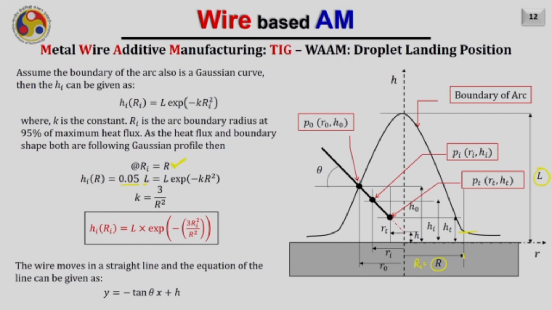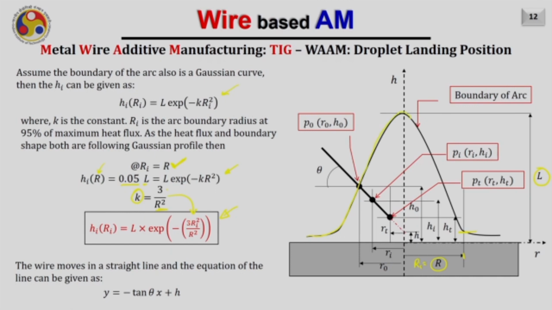So in that case it will be 0.05 L, and if I put Ri equals R in this expression, I will get this. As a result, your value of k will be equal to 3 by R square, and we have got that constant, and we can put it in this equation. So this equation, what you are seeing here, is going to represent the boundary of the arc, right?